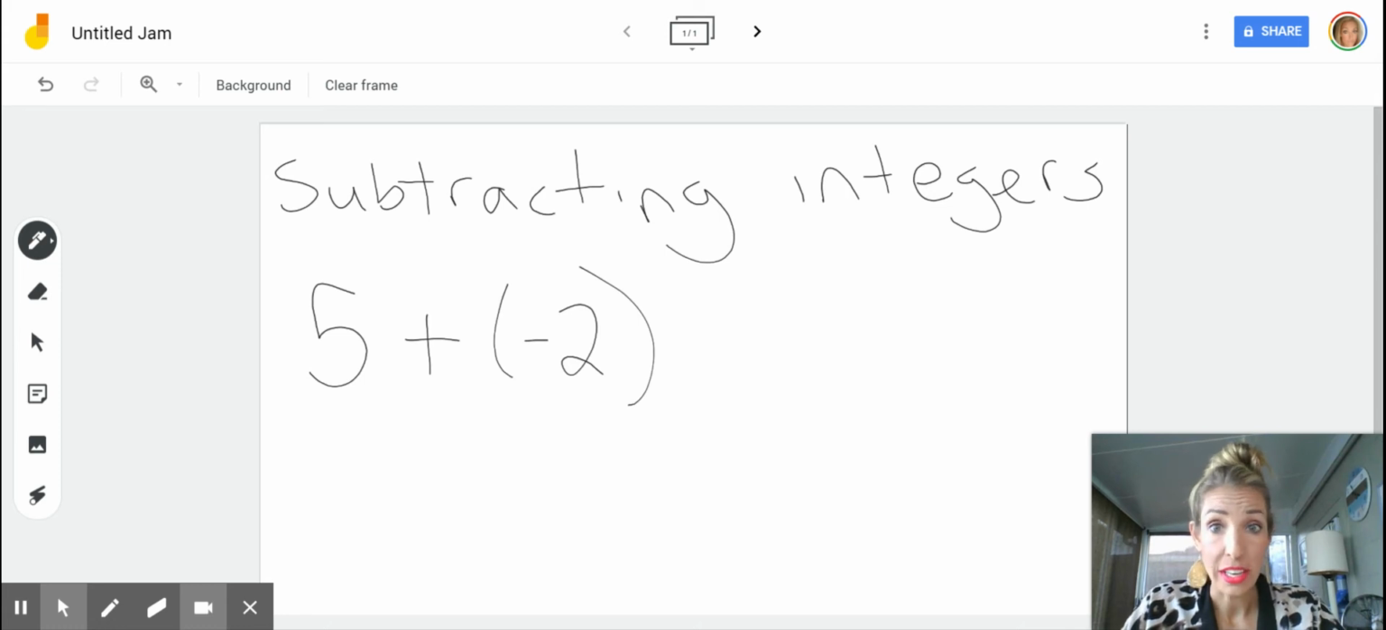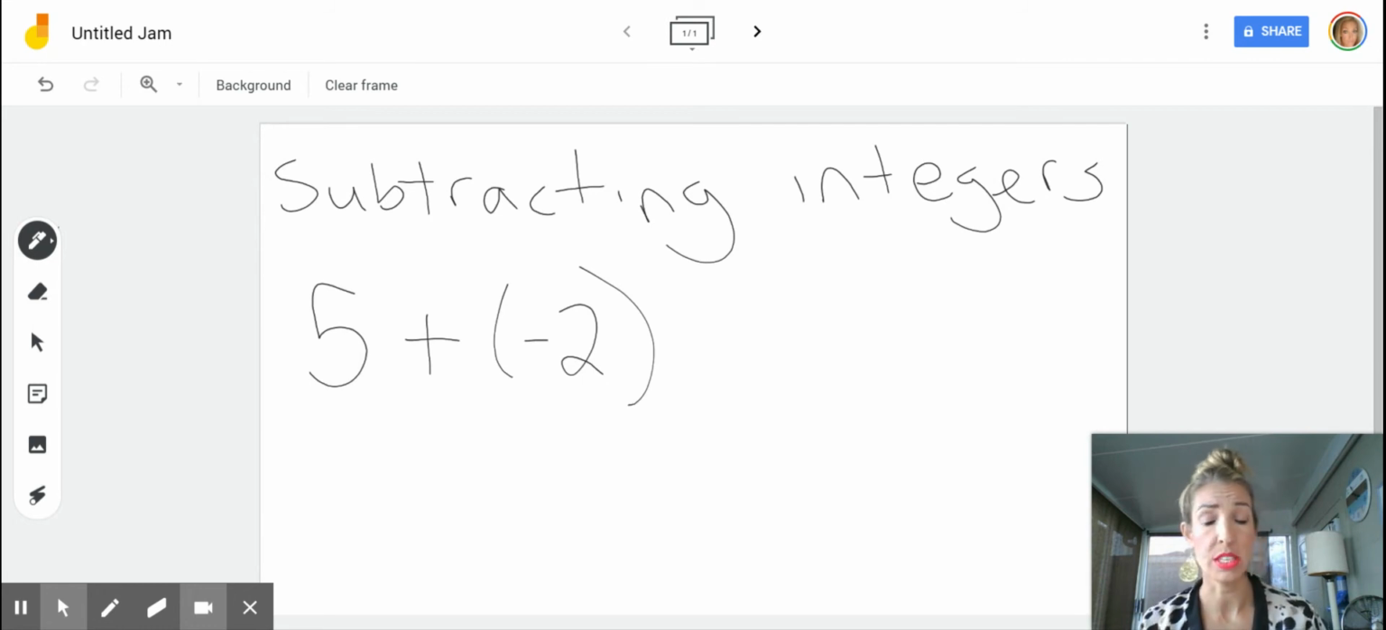Okay, I think we are ready to talk about subtracting integers. Now, you might look at the example in front and say, wait, subtracting integers, why is there an adding sign? Because I want to show you something, and I want to show you how subtracting is really the same thing as adding. Who knew? So remember we talked about the algorithms.